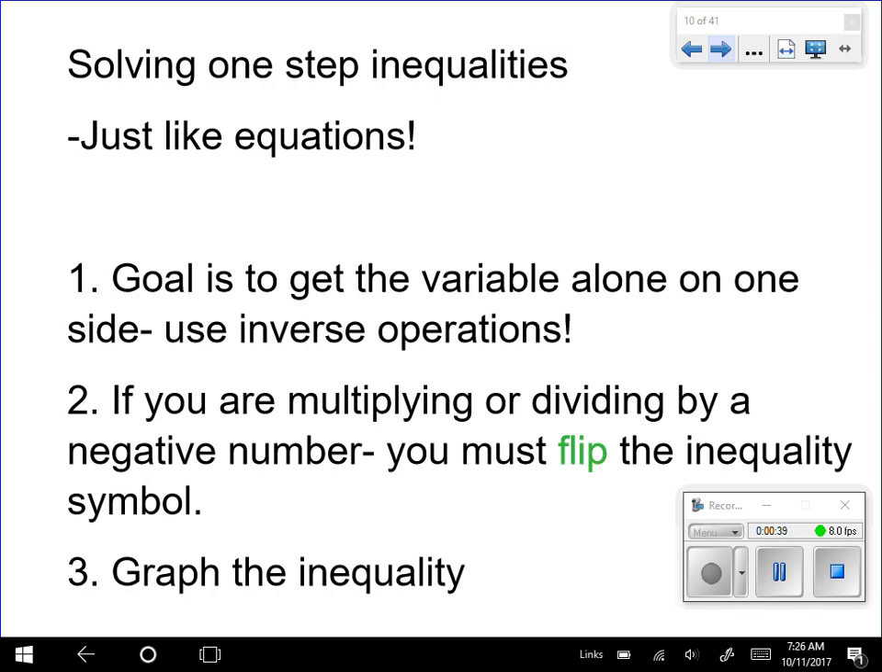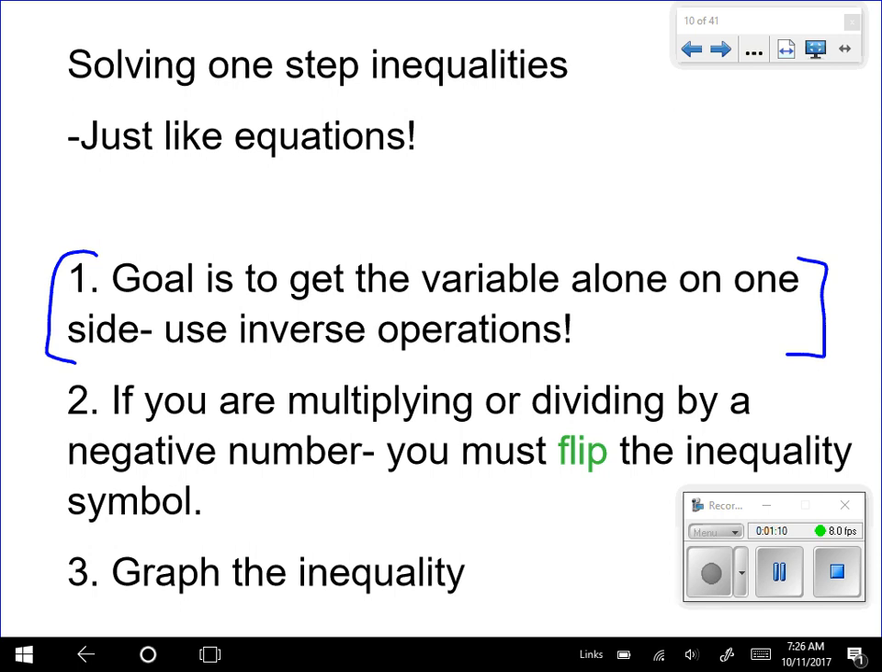This is really the only thing that, for notes, that you have to write down, but solving one-step inequalities is just like solving equations. So number one, the goal is to get the variable alone on one side, and we're going to use inverse operations to do that. So that probably sounds very familiar. This is exactly what we were doing with equations. The only major difference we have with inequalities is this one extra rule that we have.